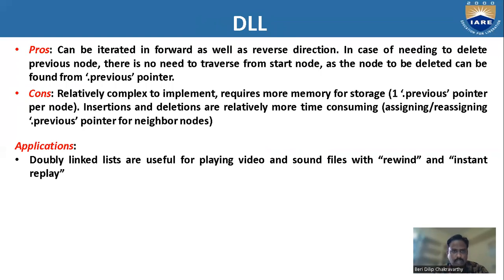So what are the advantages of double linked list? There are some advantages and there are some disadvantages also. We'll see the advantages first. Among the pros, we can move in both directions. We can move in the forward direction as well as in the reverse direction. So we can easily traverse from one node to another node. This is the main advantage of double linked list.